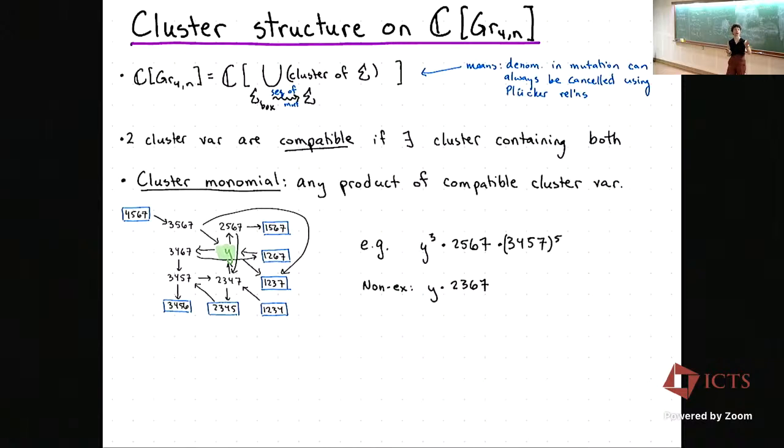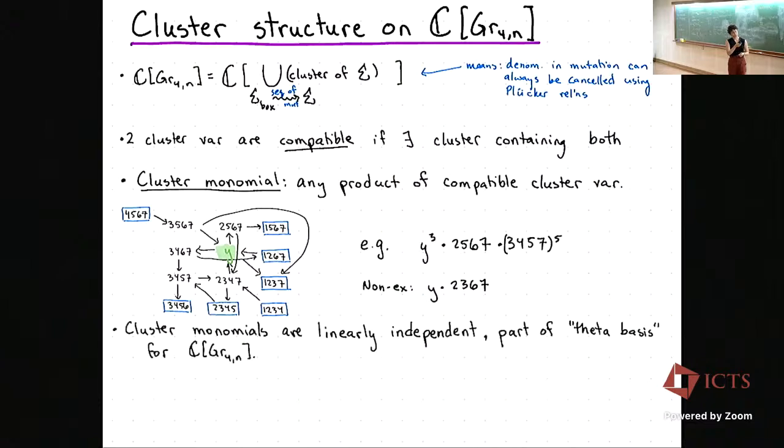This is just a useful way of picking out some special functions on the Grassmannian. That's really what I'm giving you: a somewhat elaborate combinatorial rule to pick out special functions on the Grassmannian, special functions in Plücker coordinates. And these special functions are called cluster monomials. One thing to say about them is they're linearly independent, so that's a nice thing. I'm not going to talk too much about this.